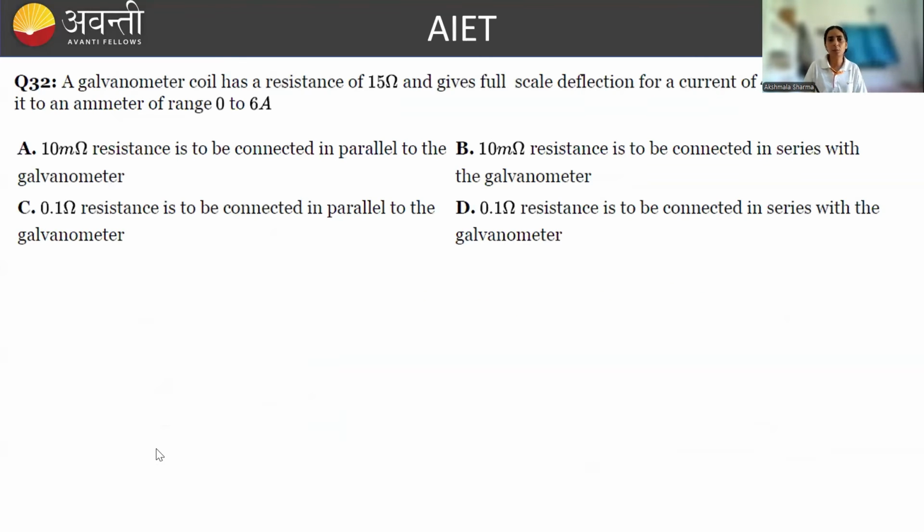Now, a galvanometer coil has a resistance of 15 ohm and gives full scale deflection for a current of 4 milliampere. To convert it into an ammeter of range this, what will we do? How do we convert a galvanometer to an ammeter? For that, we connect a very small resistance in parallel.